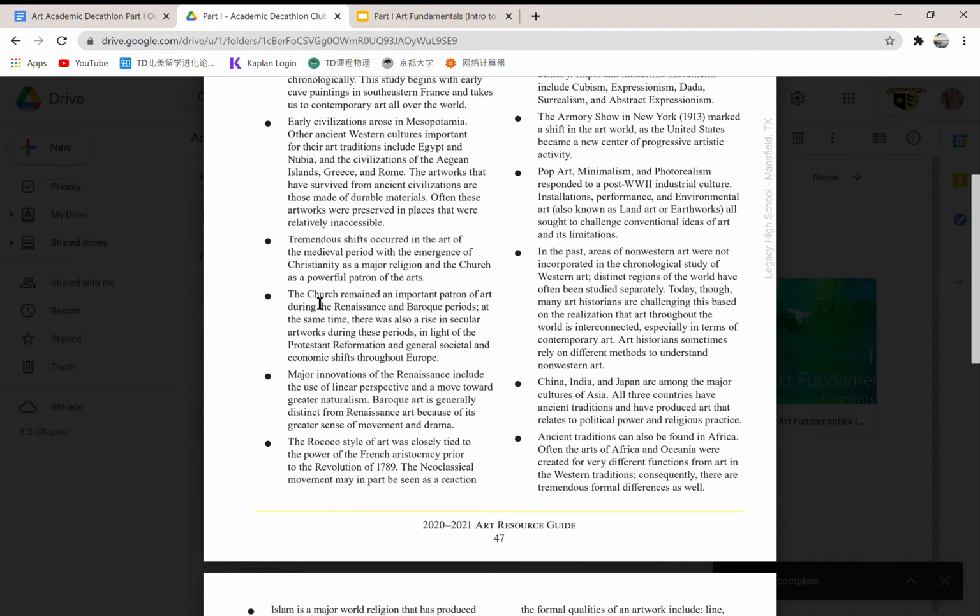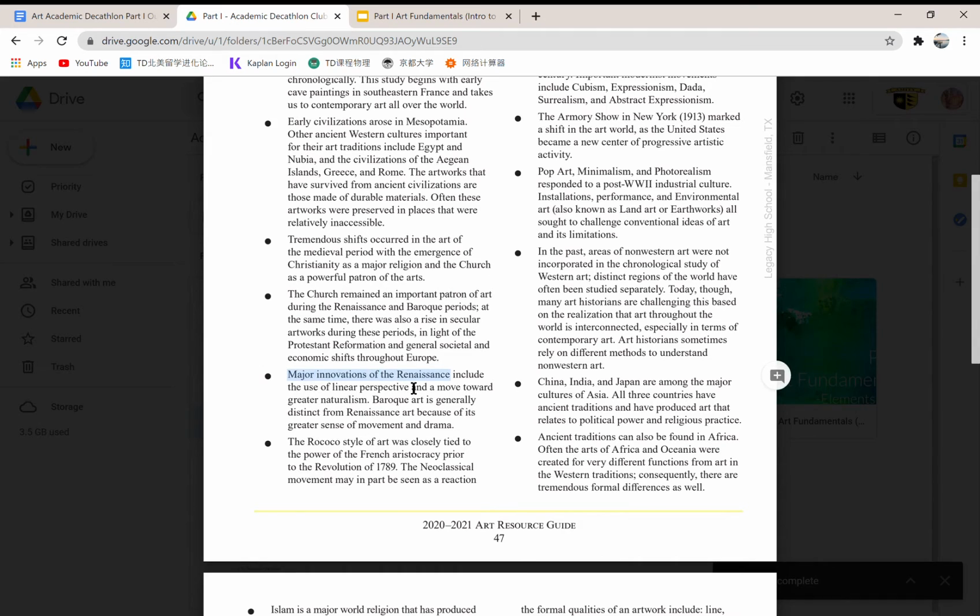The church remained a pretty important patron during the Renaissance and Baroque periods. At the same time, there was also a rise in secular artworks during these periods. And in light of the Protestant Reformation and general societal and economic shifts throughout Europe, more on feminism and environment, etc., the artwork became more diverse from there.